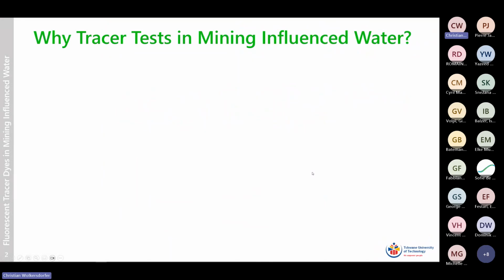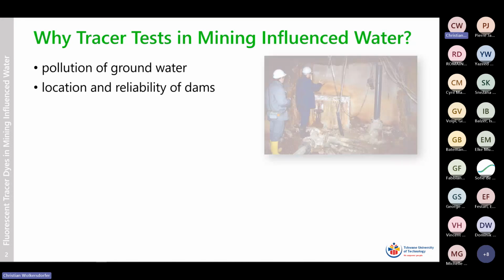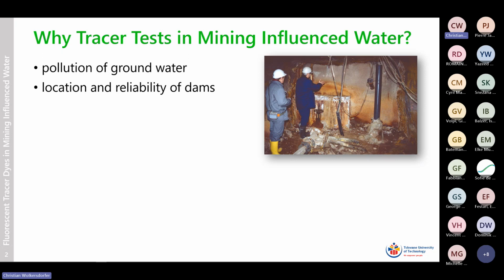First of all, we need to talk about why we use tracer tests in mining influenced water. A few bullet points for you. We want to investigate if the mine water can pollute the surrounding groundwater. With tracer tests, the location and the reliability of dams can be proven. This is a picture of a former uranium mine in Germany where there was big leakage with the dam, so for dam investigation.